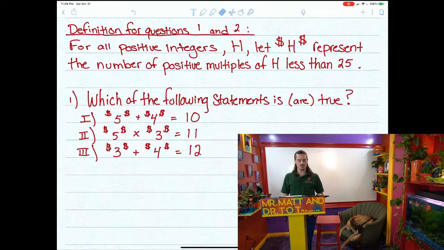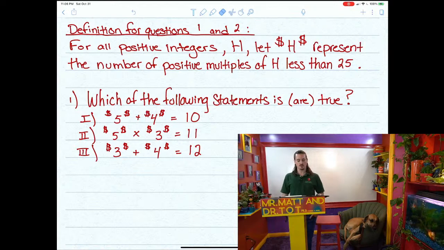Statement 1: $5 plus $4 is equal to 10. Statement 2 says $5 times $3 is equal to 11. And statement 3 says $3 plus $4 is equal to 12.